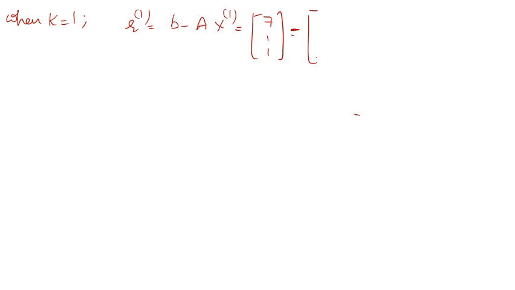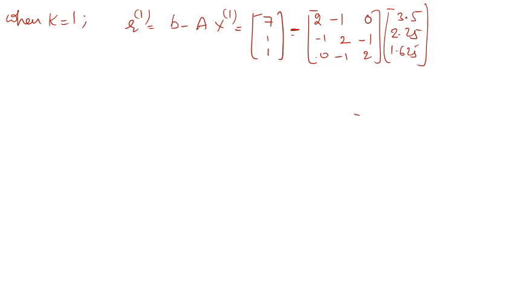Now coming to k equals 1, let me first find r1. What is r1? b minus A x1. b means [7, 11, 1] minus the matrix A, [2, -1, 0; -1, 2, -1; 0, -1, 2], times x1. What is x1? We got it in the first iteration: 3.5, 2.25, 1.625. After taking this, we get the entire r1 value as 2.25, 1.625 and 0.